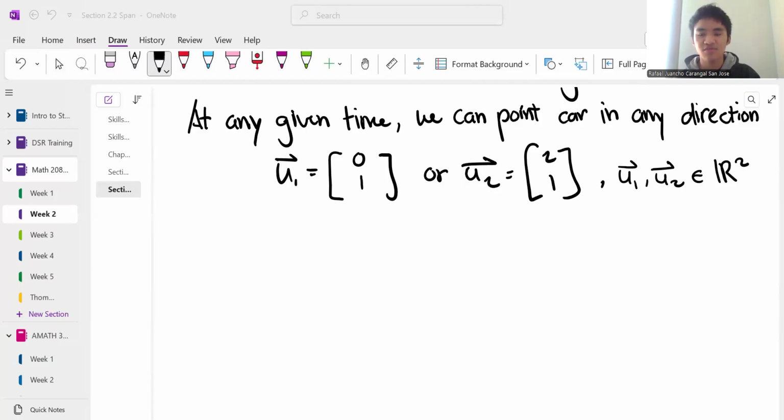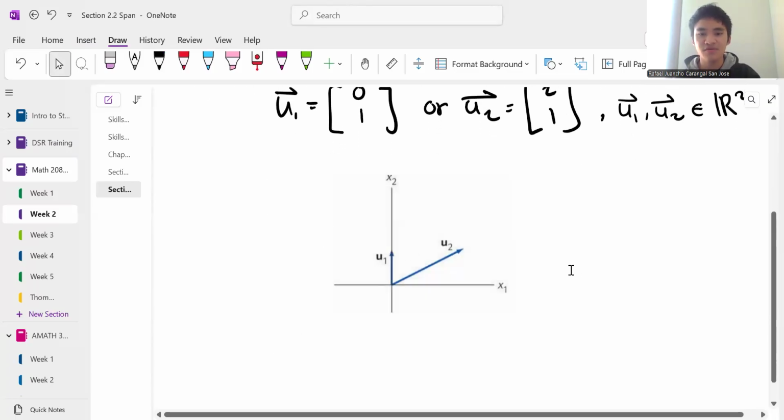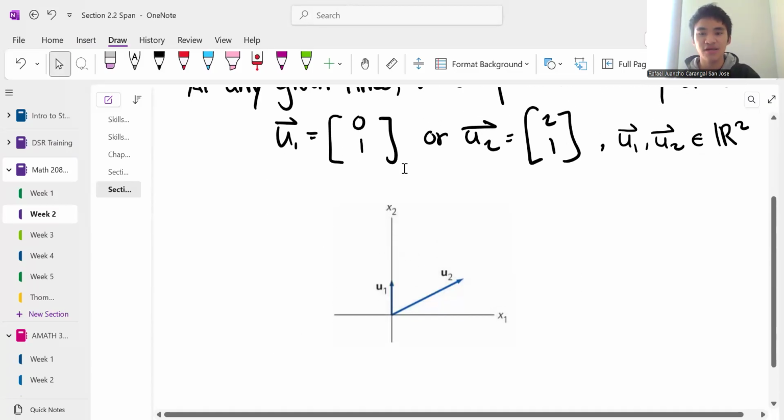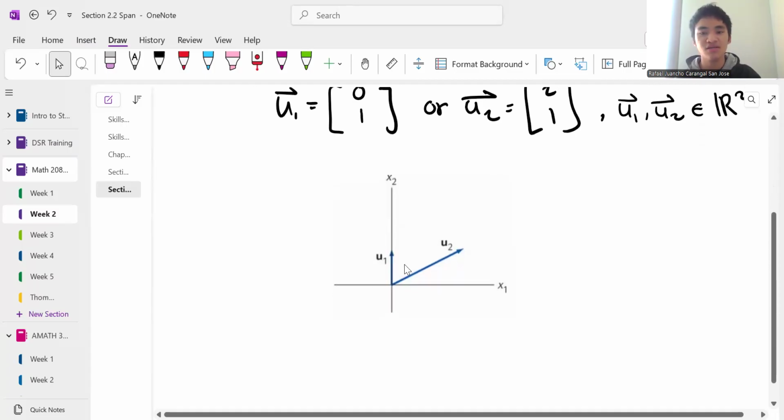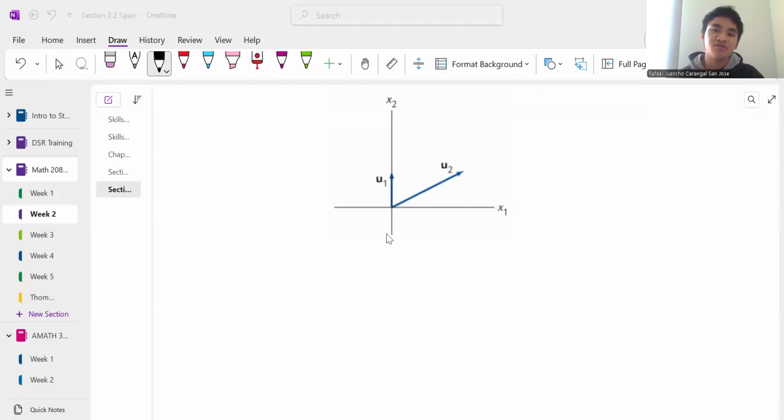I'm not going to draw the vectors myself because the textbook already did this for us. Here we can see u sub 1 is 0, 1, and u sub 2 is the vector 2, 1, drawn in the two-dimensional plane. Now, despite its simplicity, there are many places in R2 that we can go.